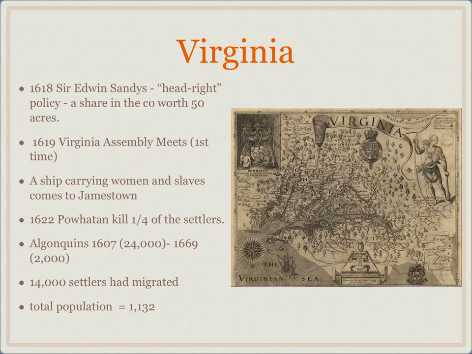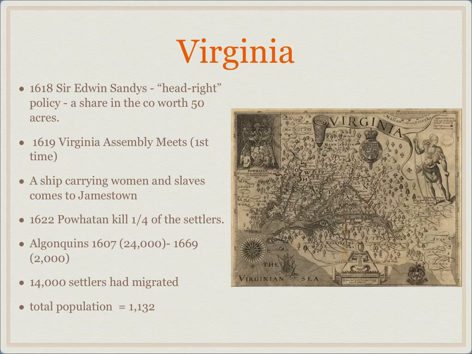The natives had fields and lands that they had traditionally owned or cultivated, and now American farmers were looking to take those lands. So, in 1622, Powhatan kills a fourth of all the settlers in Jamestown and surrounding areas. All right, and this basically puts the Indians squarely in the crosshairs of the colonists. The Algonquins in 1607 had something like 24,000. By 1669, they only had 2,000. Eventually, over that 60-year time period.